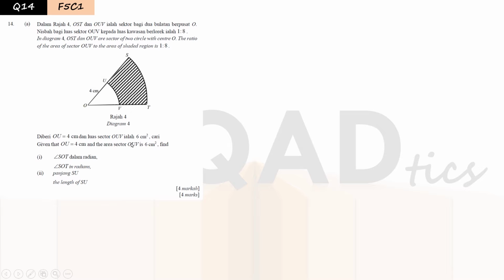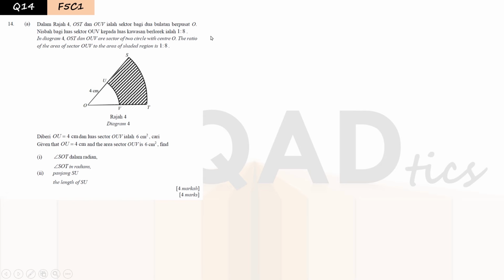Next question, we are going back into circular measure, and in part A, there is some information given here, so let me explain it using this diagram. Here we have two sectors: the small sector, which is the sector OUV, and the big sector, which is OST. Each of these sectors comes from a different circle, but the center of both circles is the same, which is O.